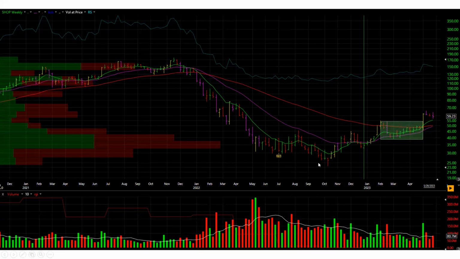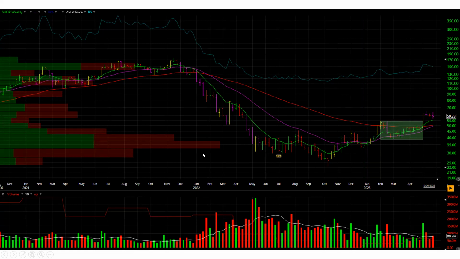Once you spot this, you can see how it comes out of that, moves up above the neckline, and then immediately forms a base, right? And then it shoots out of this base. This is an earnings related move, and now it's just digesting that huge run up.